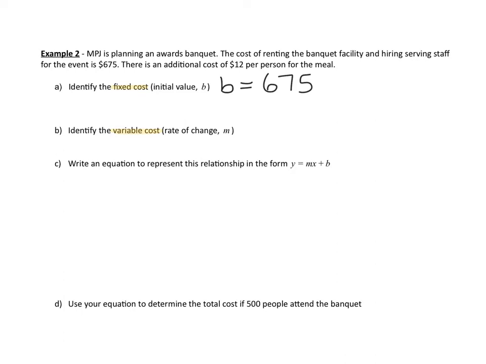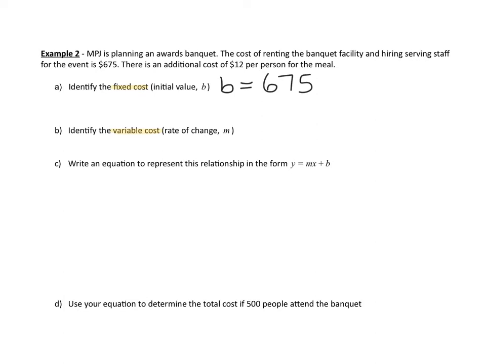Now, I don't know how many meals I need to buy because I'm not sure how many people are going to come. If only one person shows up, well then it's just $12 for that one person. But if 6 people show up, well then that price is going to change because 6 people, $12 per person, that's a total cost of $72 just for those people. So that is a variable cost. It can adjust or change depending on the number of people.